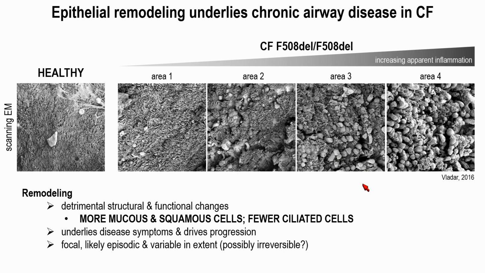So this is what we are going to term airway epithelial remodeling for this talk. These are detrimental structural and functional changes to the airway epithelium. In cystic fibrosis, we see more mucus secretory cells as well as squamous cells and fewer ciliated cells. This does underlie disease symptoms and drives progression, and we do believe that this is focal, so not the entire airway is being remodeled at once, but episodic, and we do believe that this is variable in extent and possibly irreversible.